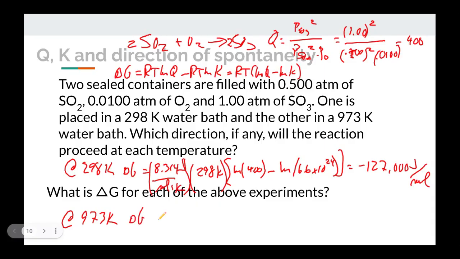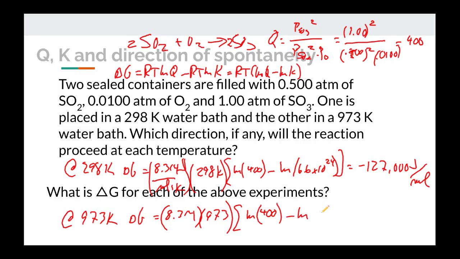I'm going to leave the units off this time. Still 8.314 joules per mole Kelvin. Now our temperature is 973. The natural log of Q is still the same, 400, minus the natural log of K. But at 973 we had calculated that K was 6.87. So that means we're going to have a positive 32,900 joules per mole, or 32.9 kilojoules per mole.